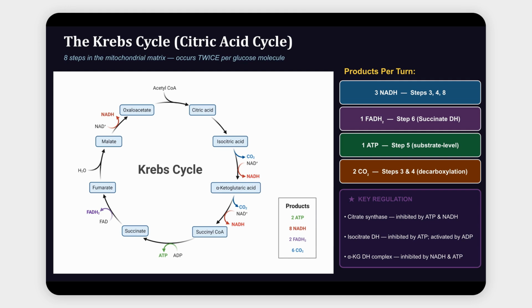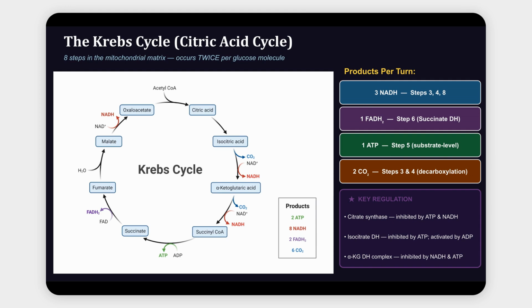Now, since we have two acetyl-CoA molecules per glucose molecule, the cycle is going to turn twice per glucose molecule. This distinction, per turn versus per glucose, is one of the most common sources of confusion in examinations, so I want you to remember it carefully.